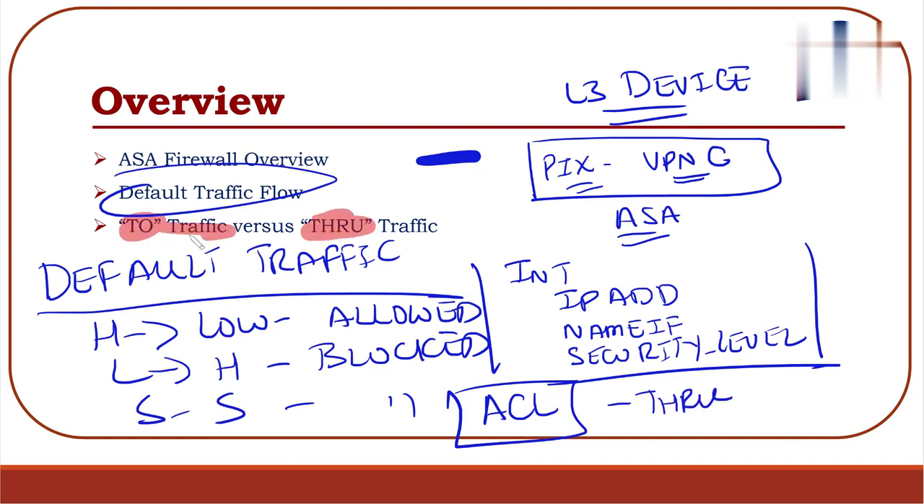If you want to control to traffic, it is done by enabling or disabling a service. By default, all the services are disabled on the firewall except for ICMP. By default, the only traffic that you can send to the firewall is ICMP. That's for testing purposes, to make sure the firewall is up and running at the time that you configure it. Other than that, all the other services are blocked.